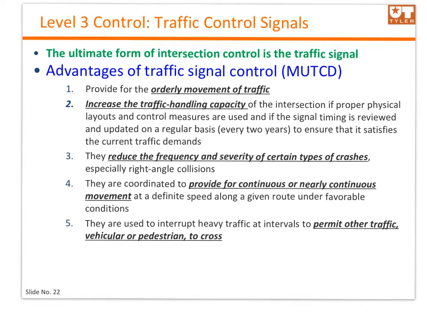The fifth advantage of having a traffic signal is that they are used to interrupt heavy traffic at intervals in order to permit other traffic, vehicular or pedestrian, to cross. Mainly that happens at the intersection of a major road and a minor road, and if we don't have a traffic signal, we're not really going to give a chance to the vehicles on the minor road to turn right or left to join the traffic on the major road.